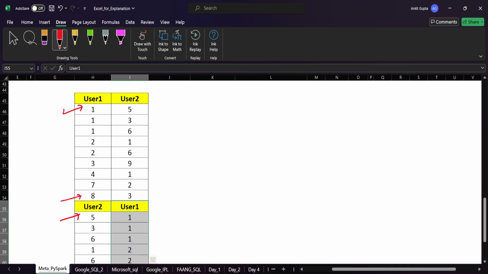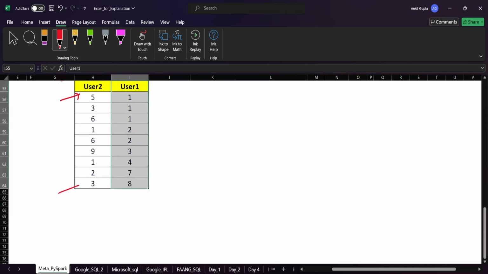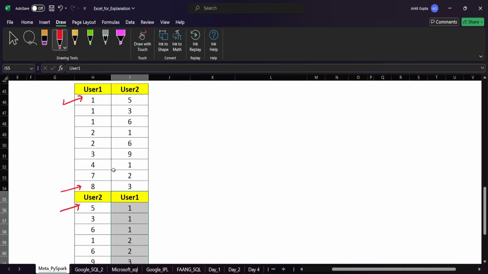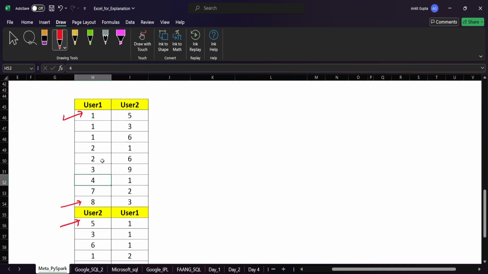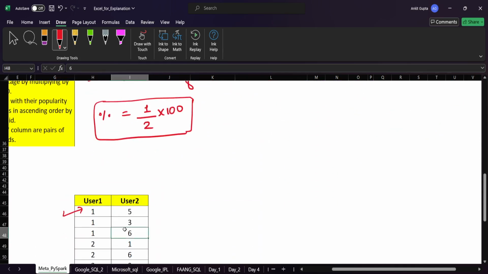So if you see here, 8 is saying, hey, my friend is 3. Similarly, here 3 is saying, hey, my friend is 8. So this is the way in which we generate all the possible combinations of pairs. Once we have these things, then the things would be very much easy, right?